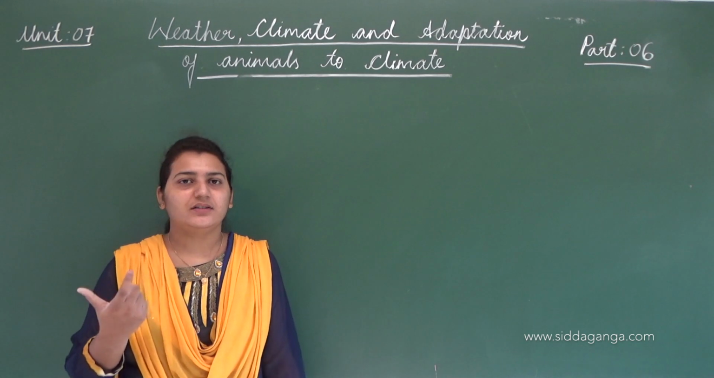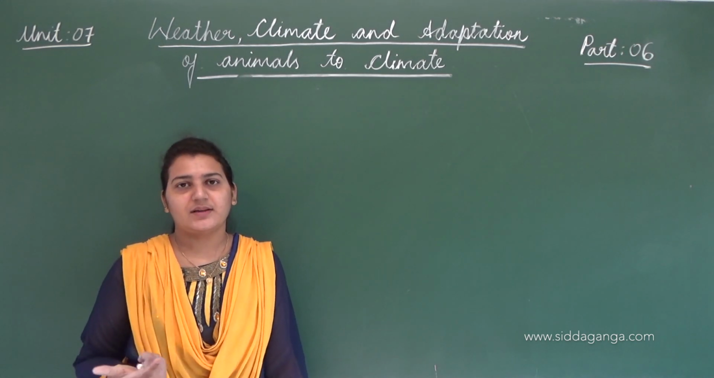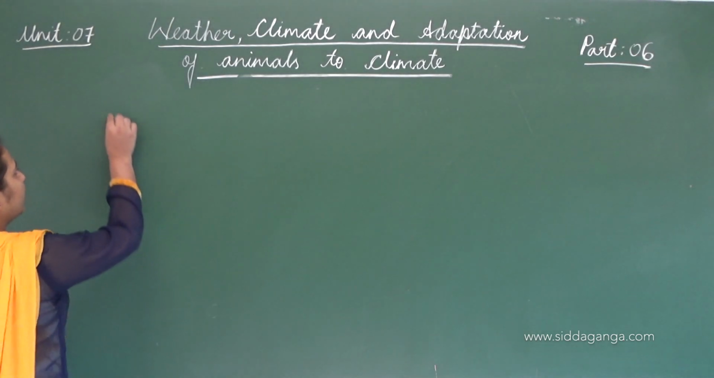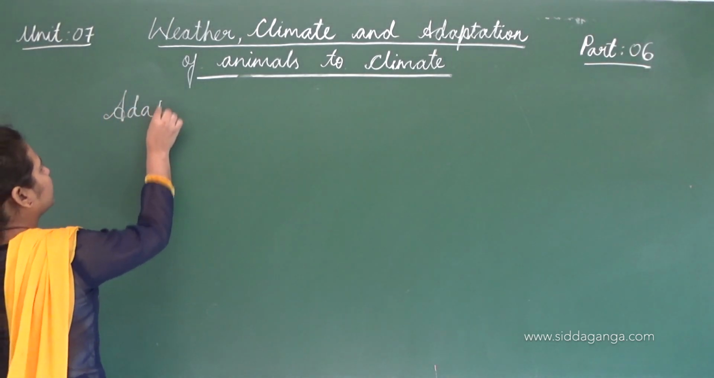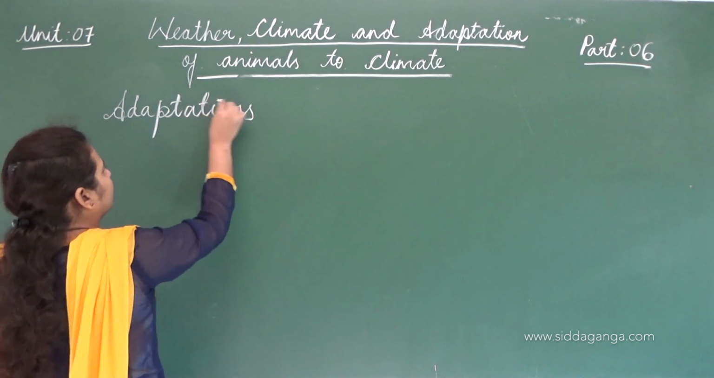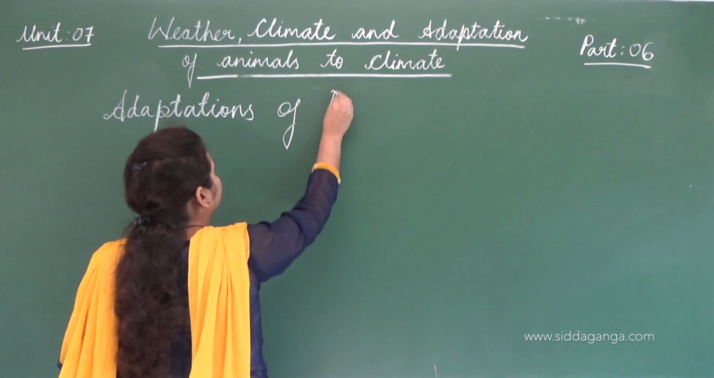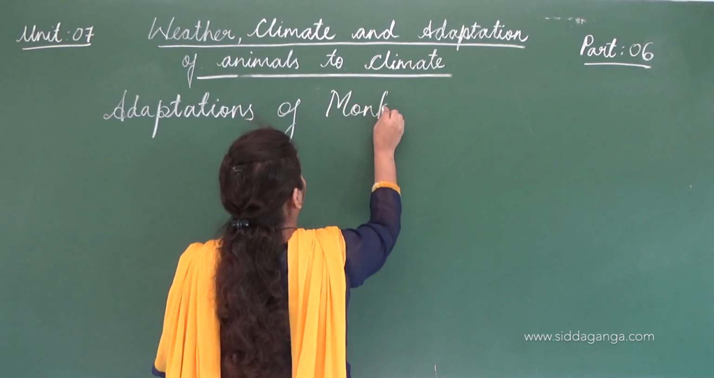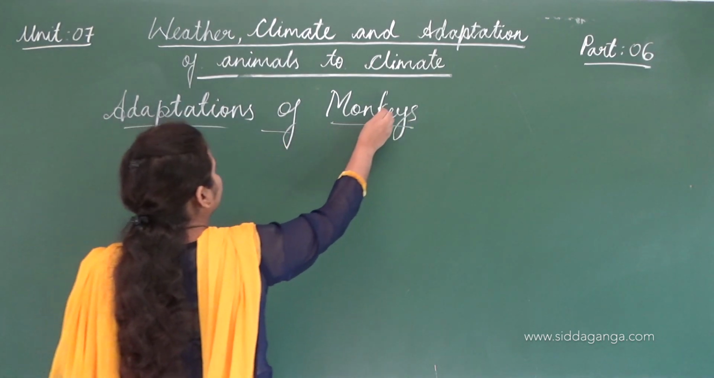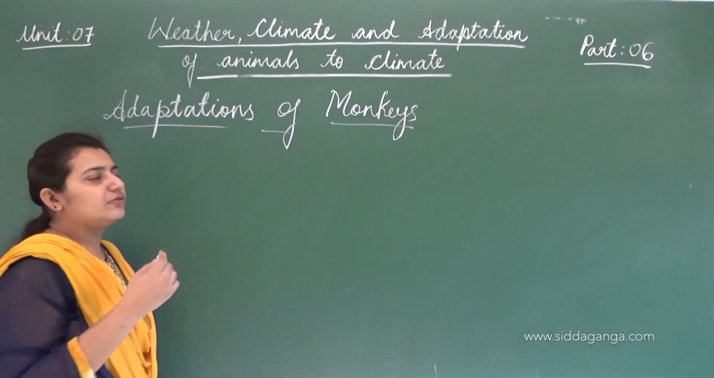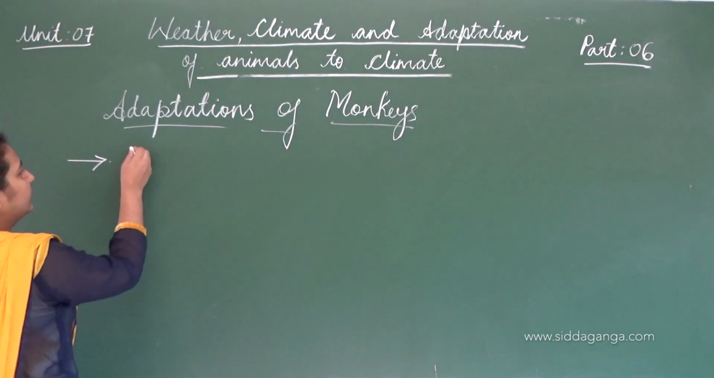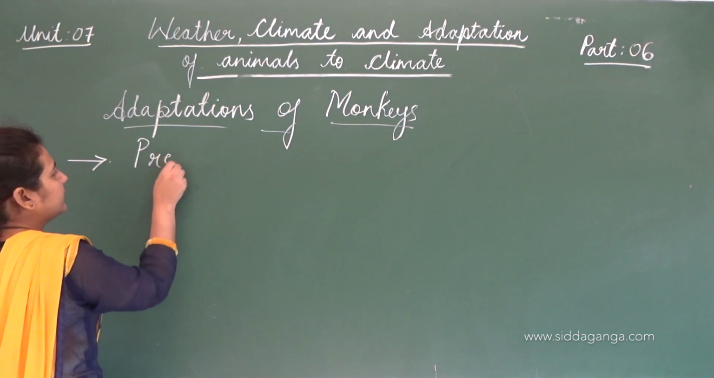And in today's class, again let us see some of the examples of adaptations of some more animals. Now let us see the adaptation of monkeys. These monkeys are usually found in groups, right? And these monkeys have a prehensile tail.